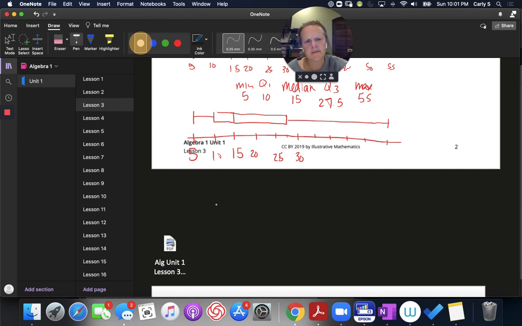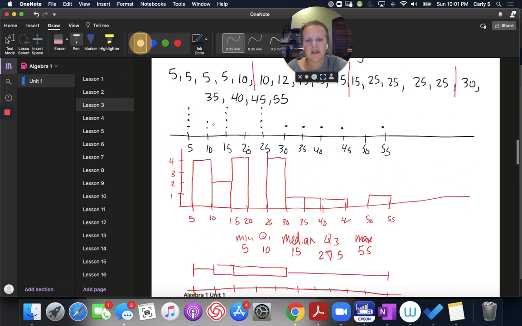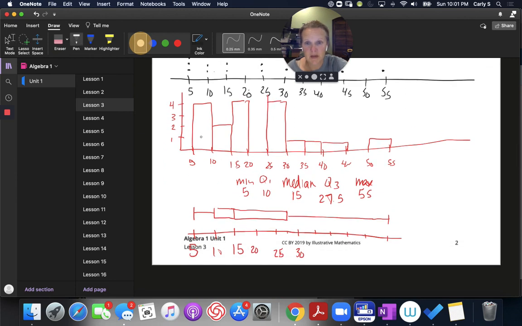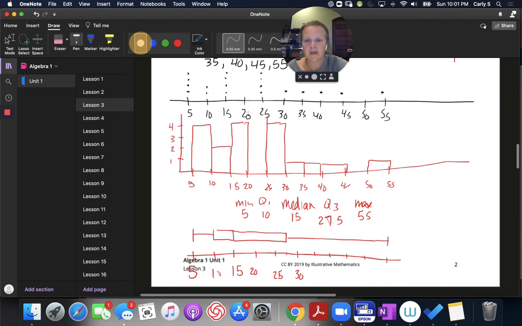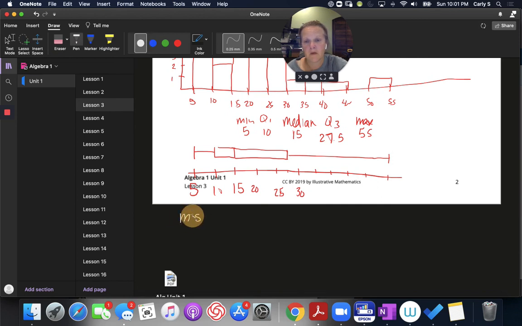If I look at the dot plot or the histogram, it tells me that most students drive 5 to 10 minutes, or 15 to 20 minutes, or 25 to 30 minutes. We don't even have to say the word most. That is sort of misleading. So say a large number of students.